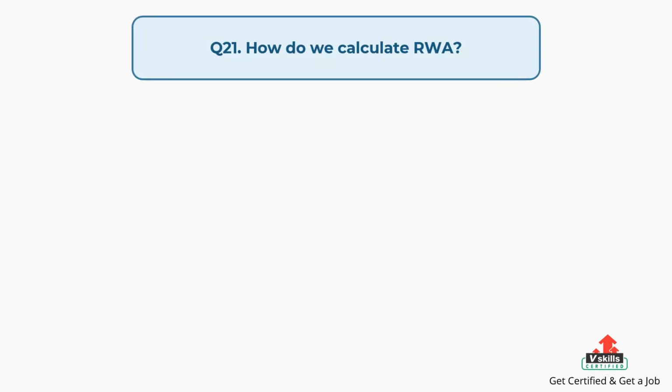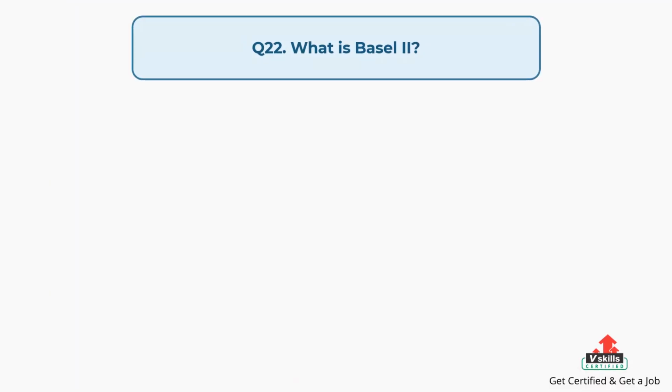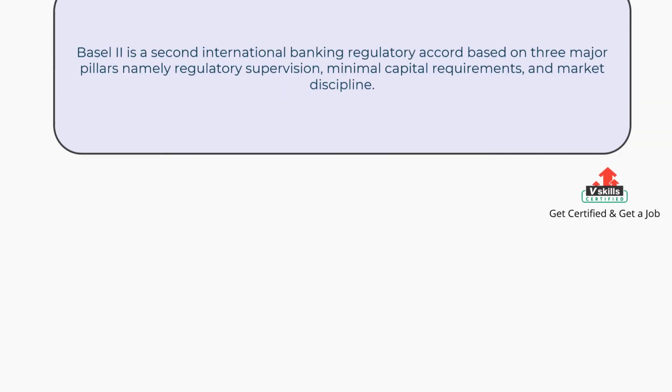Question number 21. How do we calculate RWA? The answer is, risk-weighted assets are calculated by multiplying the exposure amount by the relevant risk weight for the type of asset or loan. Question number 22. What is Basel II? The answer is, Basel II is a second international banking regulatory accord based on three major pillars, namely regulatory supervision, minimal capital requirements, and market discipline.